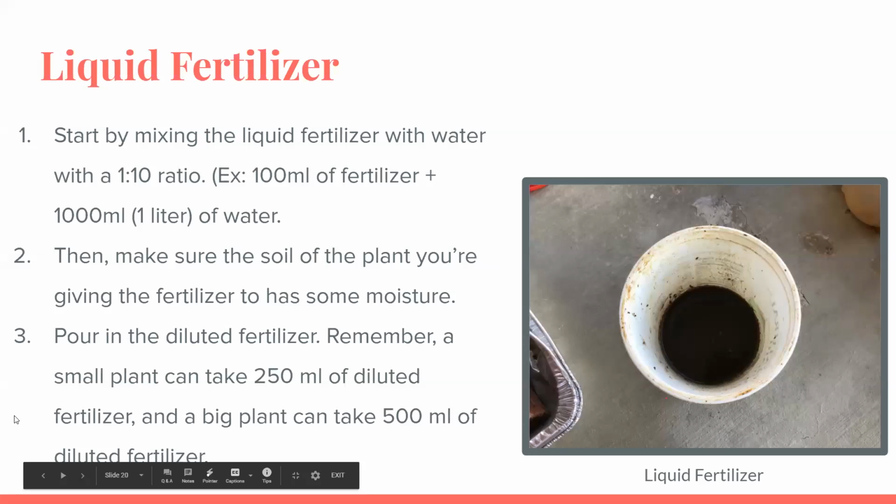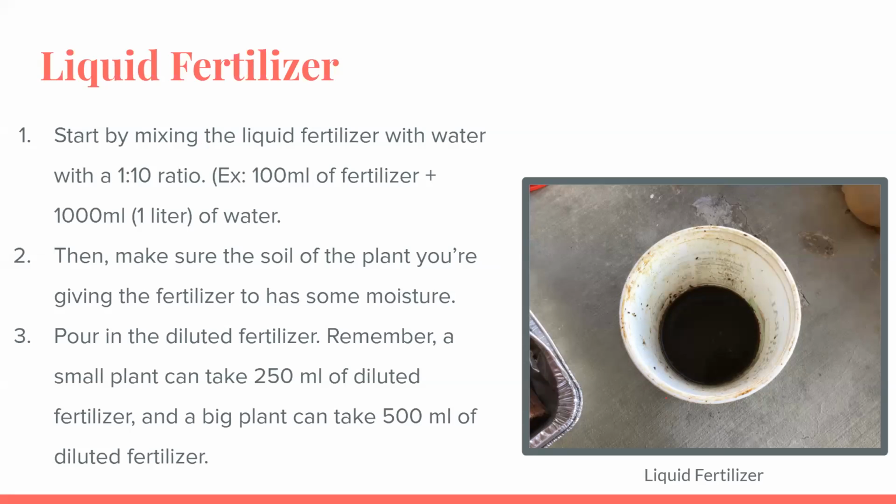Now, I'm going to tell you how to give the liquid fertilizer. First, you have to start by diluting the liquid fertilizer by mixing it with water. You have to mix it with water in a 1:10 ratio. So for example, if you have 100 milliliters of liquid fertilizer, you have to mix it with 1 liter of water. Then, you have to make sure the soil of the plant that you're giving the fertilizer to is moist.